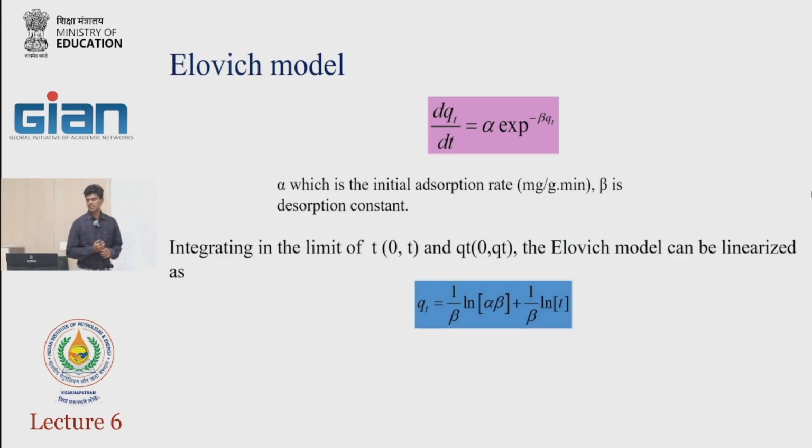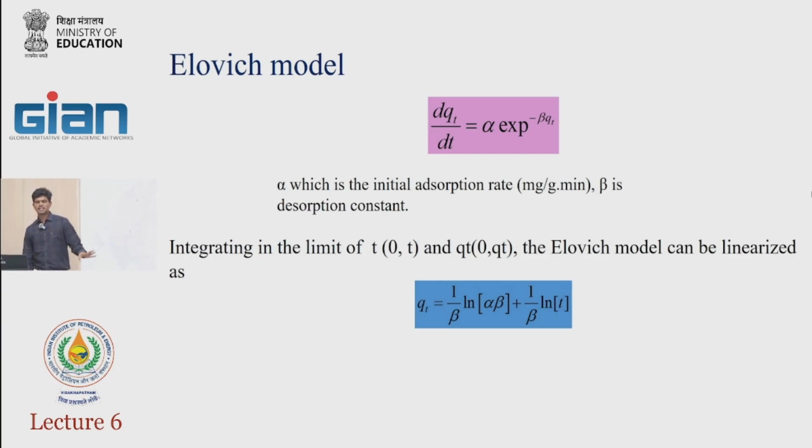Integrating in the limit, again at time t equal to 0, Qt is equal to 0, it can be linearized in this form. So you can plot Qt versus the logarithm of t, and you will get all the parameters you wanted. From the slope you will get 1 over beta, and from the intercept you will get 1 over beta times the logarithm of alpha beta.